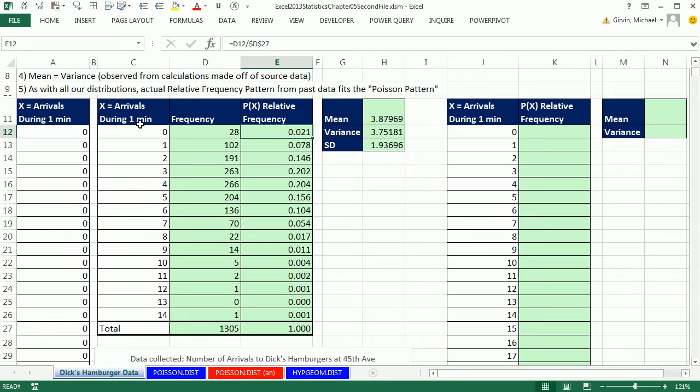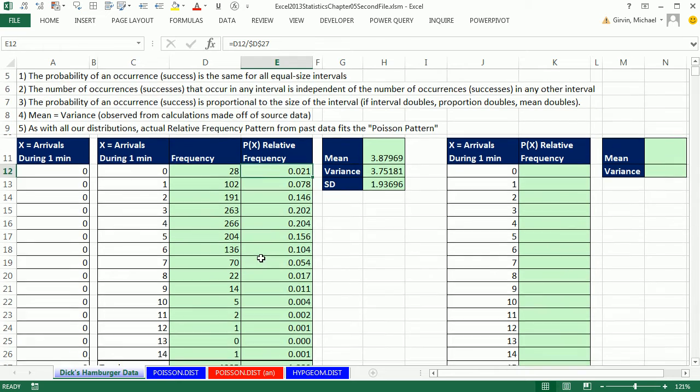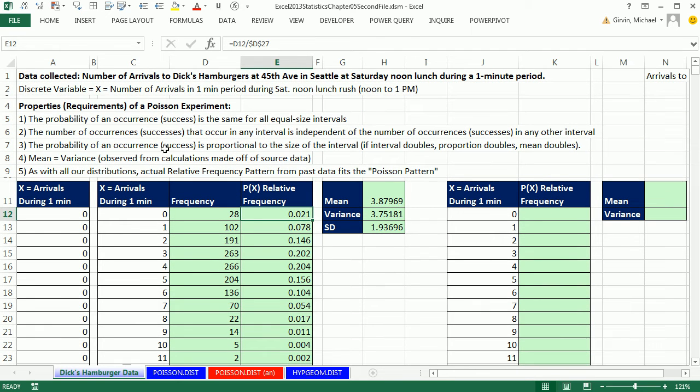But what if you didn't have this data set, or you didn't have this probability distribution that you created? Well, if this data set meets the requirements of a Poisson experiment, then we can use the Poisson function to actually create a distribution just like this. And we will do that over here in just a moment. But we need to check whether the properties or requirements for a Poisson experiment are met.